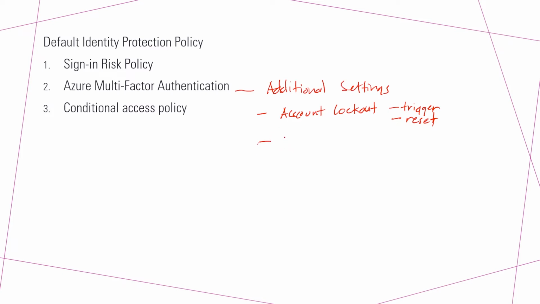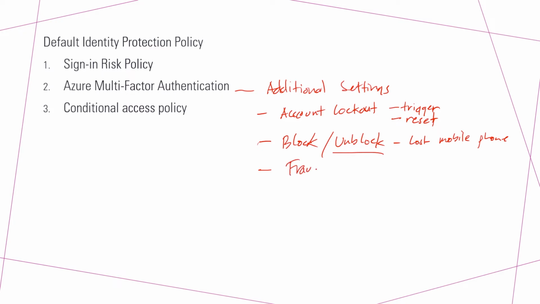Other setting you can set is block or unblock users. This is when a user lost their mobile phone where their MFA has been set up. You can then block that user account associated to that mobile phone, and then just unblock it once they have registered a new device for authentication.